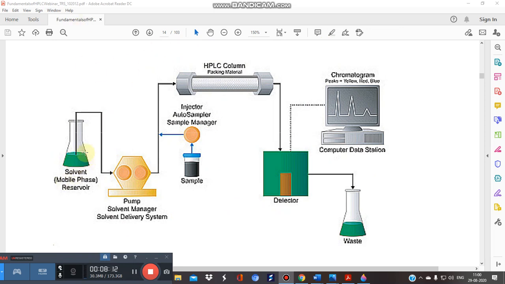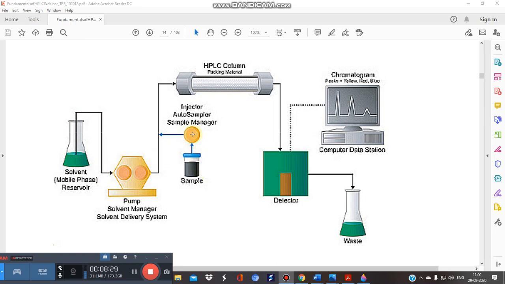So yes, here we have a solvent reservoir. Yes, we have a pump, because it is high pressure, and we will also see how much pressure is required for HPLC. So this is the pump. The pump will take all the solvent. Yes, the sample is here.